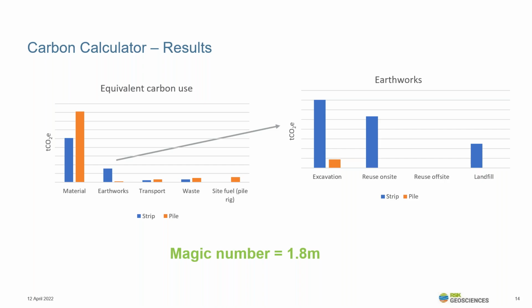The calculator also calculates a tipping point, or, until someone suggests something better, I've called it the magic number, where piled foundations are more beneficial than strip foundations across the site based on carbon emissions. On this site, for this geological model and the foundations we've used, this point is 1.8 metres.